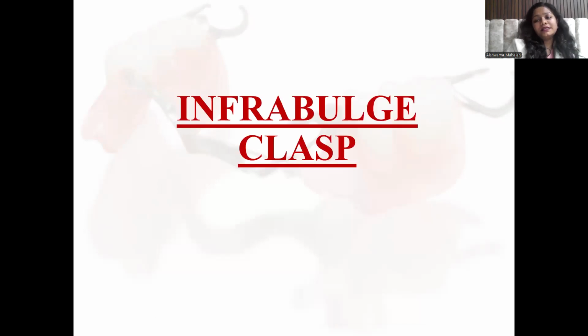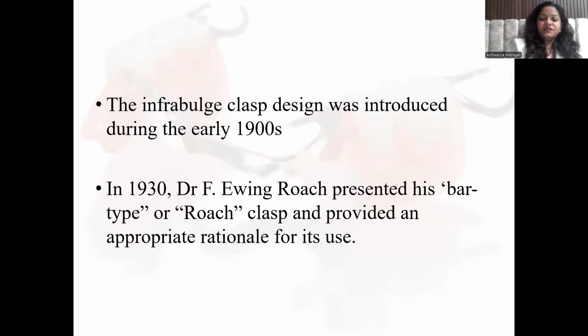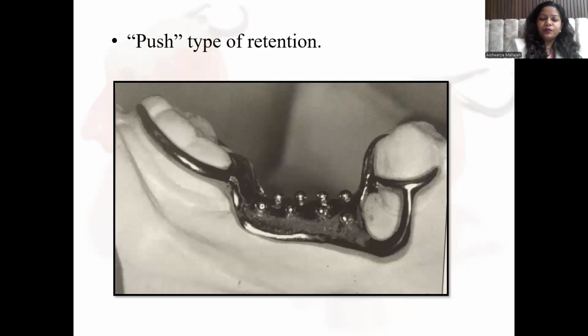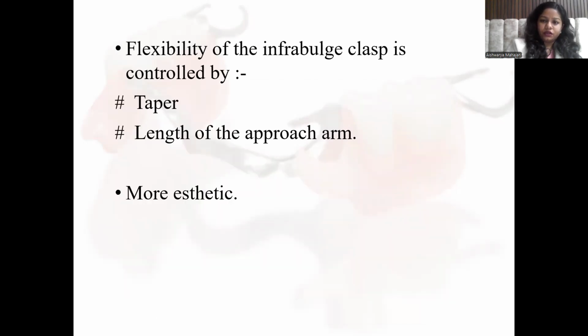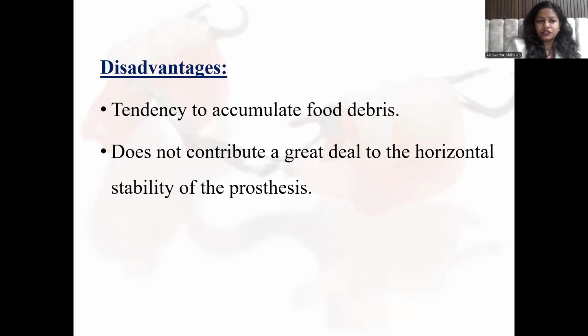Now, this covers all the suprabulge type of clasp. We'll now discuss the infrabulge clasp. These were introduced in the 1800s, as I've already told. These were introduced by Ewing Roach, and these provide a push type of retention. Flexibility of the infrabulge clasp is controlled by, first, the taper and, second, the length of the approach arm, and these are more aesthetic in comparison to the suprabulge clasp.